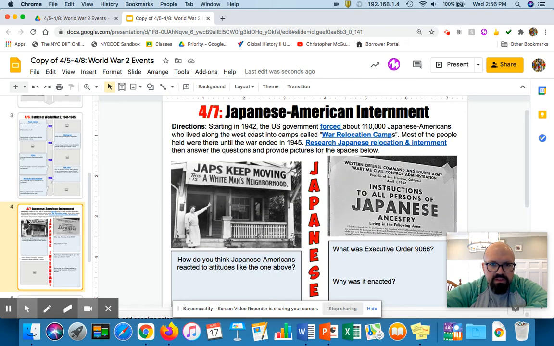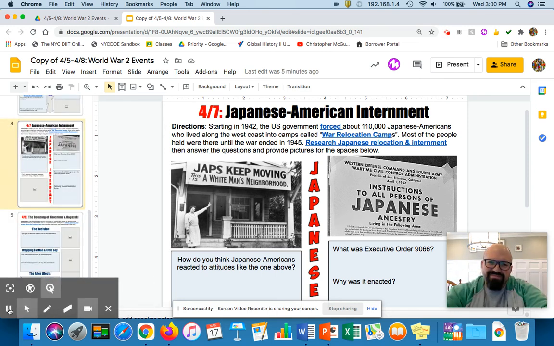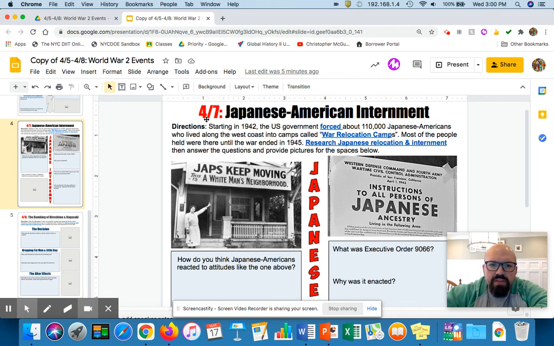Thursday the 7th, looking at a particular topic called the Japanese-American internment. So Nazi Germany were not the only ones with concentration camps. They had death camps, which is different from what the United States had. But a concentration just means you put people into one place. All right, and moving along on April 7th, right, again, looking at Japanese-American internment.